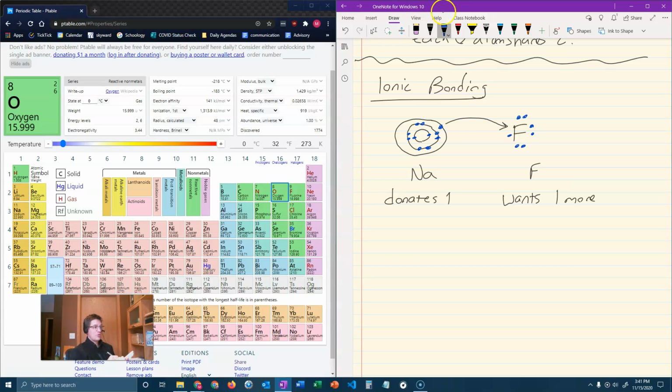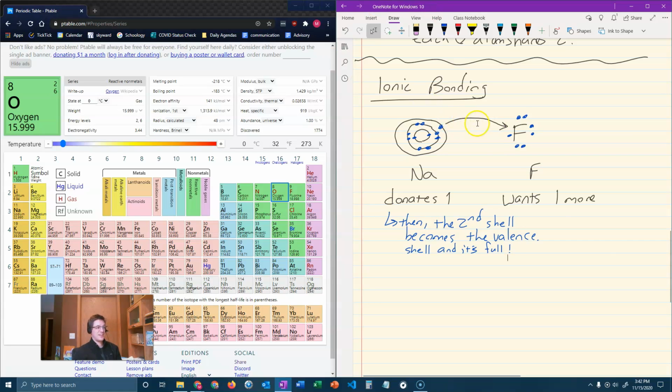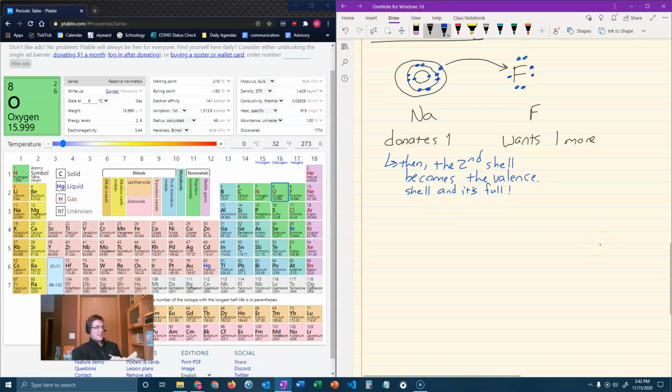Okay, donates 1, then the 2nd shell becomes the valence shell. See, it used to be the 3rd shell was the valence, but it got rid of that 1 electron. So when the 2nd shell becomes the valence shell, it's full. So by donating 1 electron, sodium is happy and fluorine is happy. Okay, that's ionic bonding. Again, just like with covalent, you can do this.